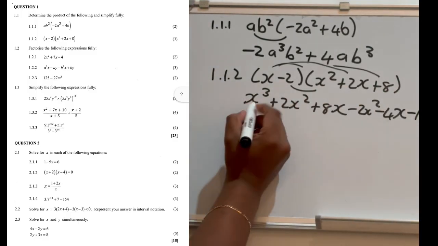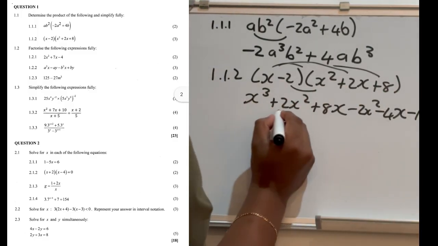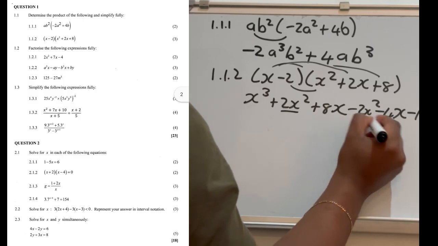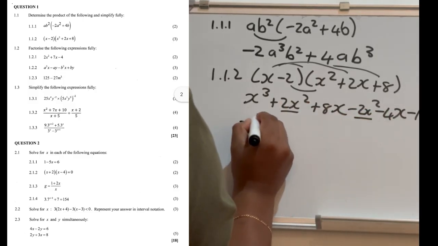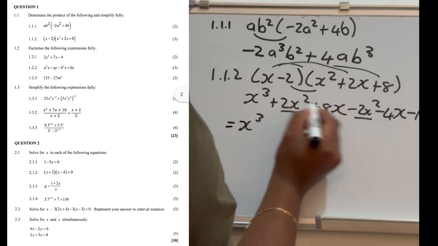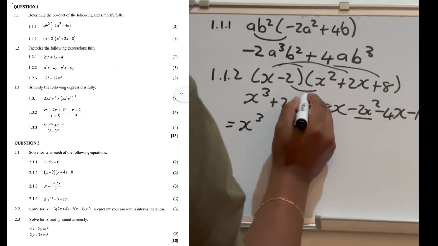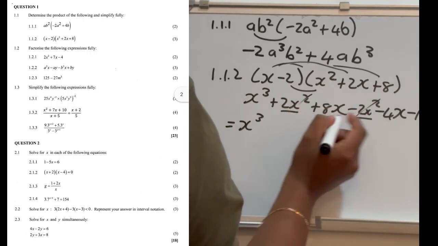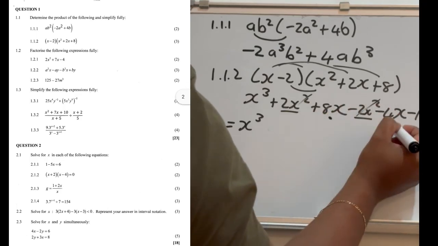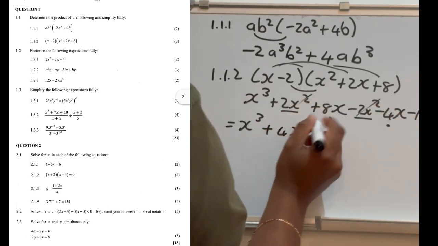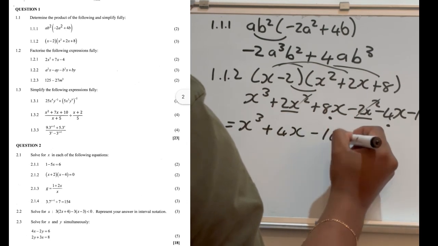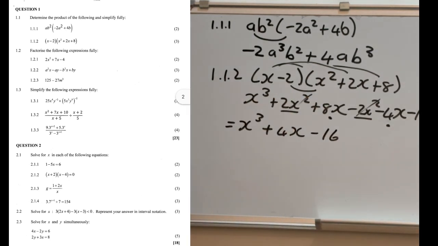So now we just add up like terms. We can see the plus 2x squared and minus 2x squared can just cancel out. So you're going to have x to the power 3. And then we're going to have 8x minus 4x is just plus 4x. And then we're going to have minus 16. Okay? So that's your first question, question 1.